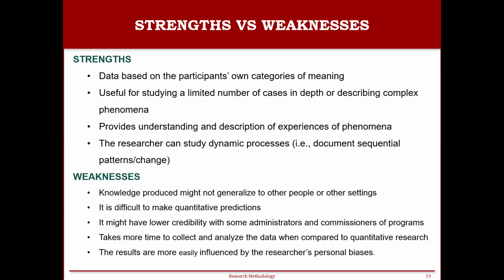And the weaknesses are, the problem is the knowledge produced through the observational research might not be applicable to other people or other settings. Right? That is one of the major weaknesses we have, because since the study typically focuses on a small number of participants or a specific context, the results you find out at the end of the observation study may not be easily generalizable to the broader population. That is the major weakness we have, right?